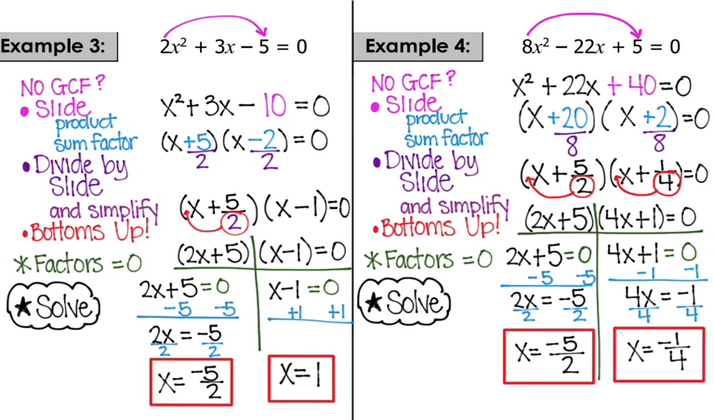So with the first 2 examples, there was a GCF, and then we could just use the product sum factorization. With these 2 examples, example 3 and example 4, there was no GCF, so we had to go to the slide, divide, bottoms up method of factoring. We get it finally factored, and now we solve by setting the factors equal to 0 and solving.